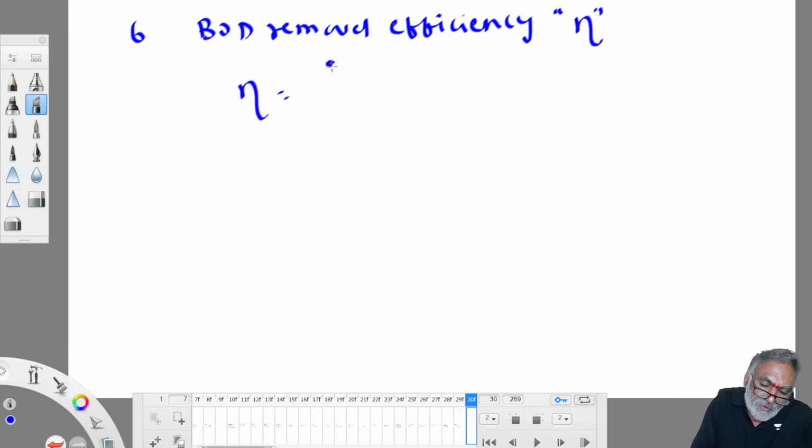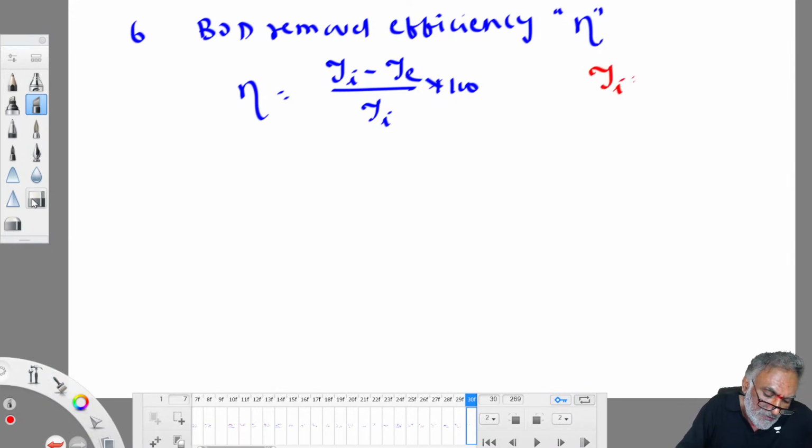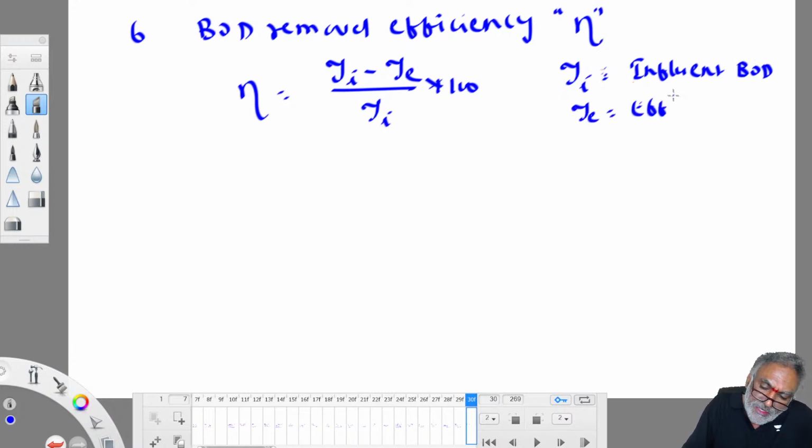So efficiency of BOD removal is BOD removed by BOD applied into 100. BOD removed is YI minus YE. BOD applied is YI, the influent BOD. YI is called influent BOD. YE is called effluent BOD. So BOD removed by BOD applied. YI is influent BOD, YE is effluent BOD. So YI minus YE by YI into 100, that is the efficiency.